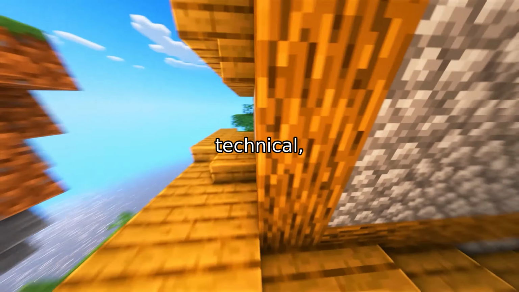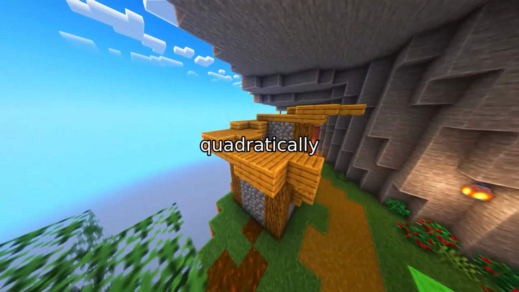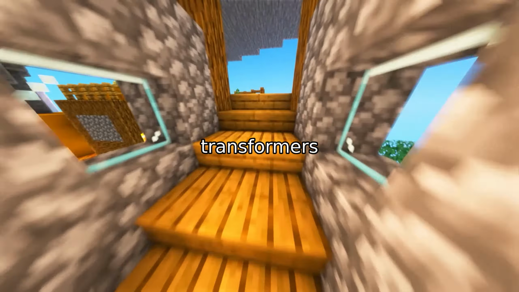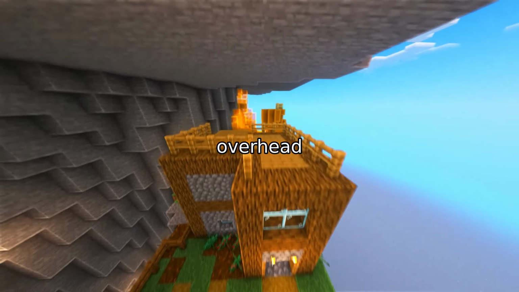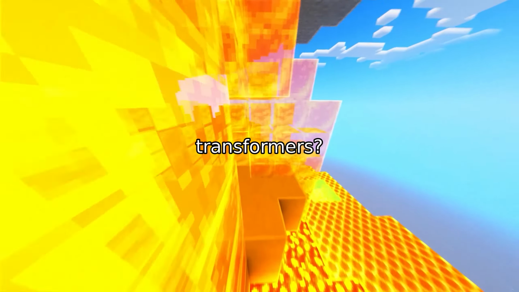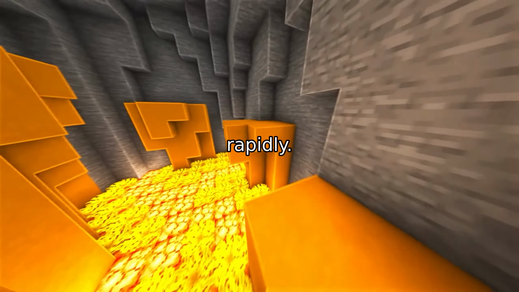Here's where it gets technical. The attention mechanism's complexity scales quadratically with sequence length. That's why innovations like sparse attention and linear transformers are critical. They reduce computational overhead without sacrificing performance. But what's next for transformers? The field is evolving rapidly.